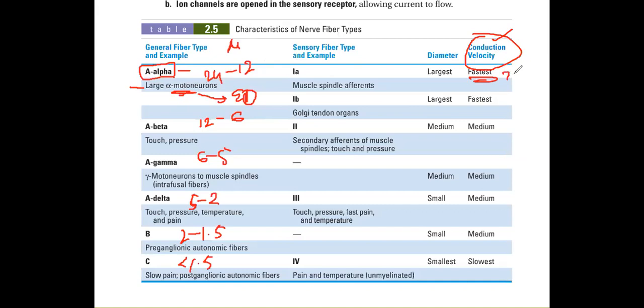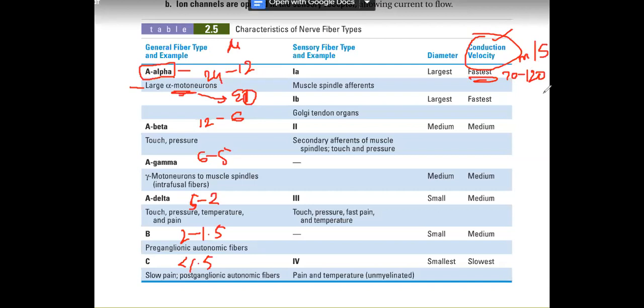For the fastest, just remember the range is from 70 to 120 millivolt, not millivolt, it is meter per second. That's the voltage. It's meter per second. So this is 70 to 120, the fastest one, and the slowest one, just for making your concepts better, is 0.5 to 2 meter per second. This is how the current flows from a neuron, and they are motor ones.